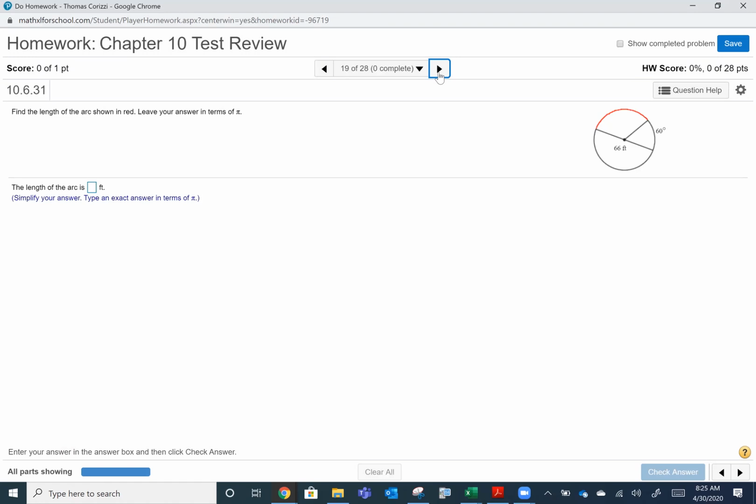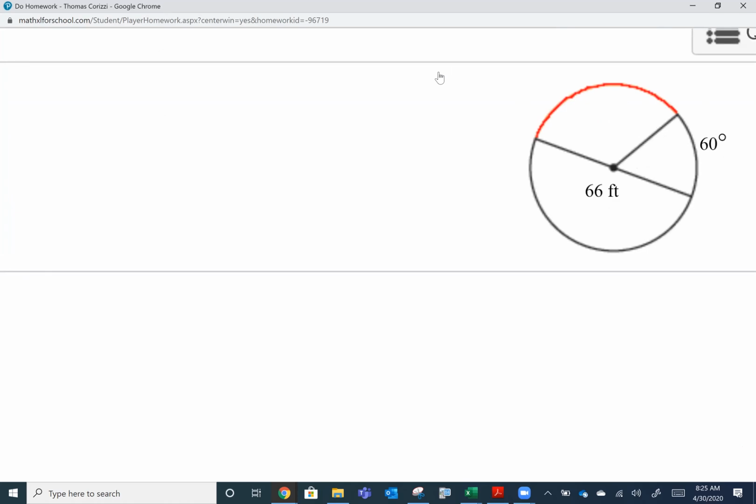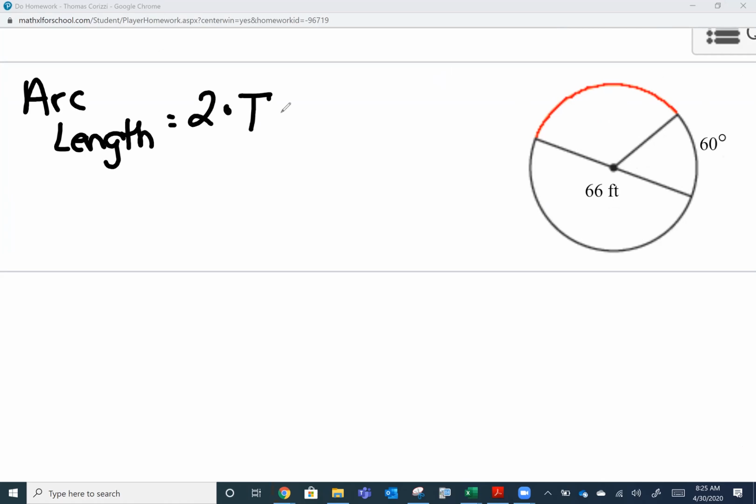Arc length shown. Again, to solve for arc length, you use the formula for arc length, which is on our formula sheet. Arc length is equal to 2 times pi times the radius times whatever the measure of your arc is in degrees divided by 360. So the hardest part about this problem is, what is the measure of this arc in degrees? So just be mindful that this piece of my arc is 60.